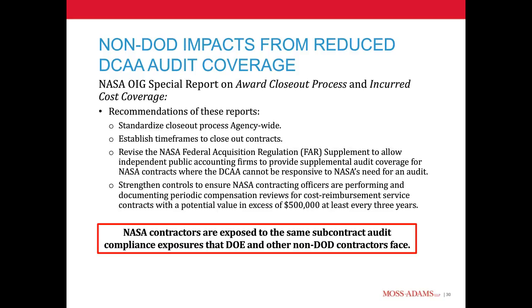So, strengthen controls to ensure NASA contracting officers are performing and documenting periodic compensation reviews for cost reimbursement service contracts with potential value in excess of $500,000. So that was another recommendation that came out of those reports. And another point that we wanted to make at the bottom here is that in addition to what we're talking about with prime contracts for NASA, the NASA contractors are exposed to the same subcontract audit compliance exposure that we discussed for DOE and other non-DoD contractors. They also have the issues of DCAA not performing any audits of NASA subcontractor costs.